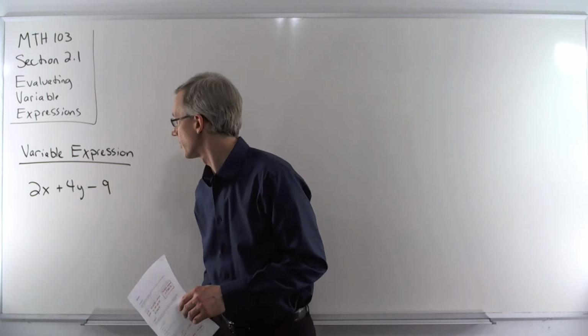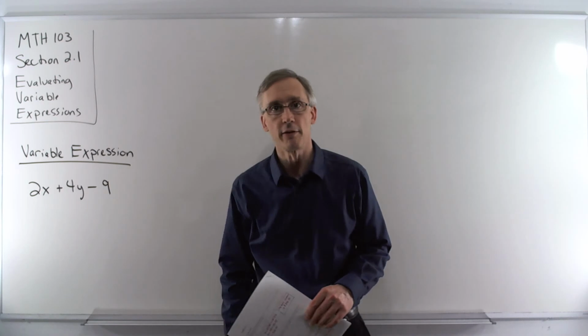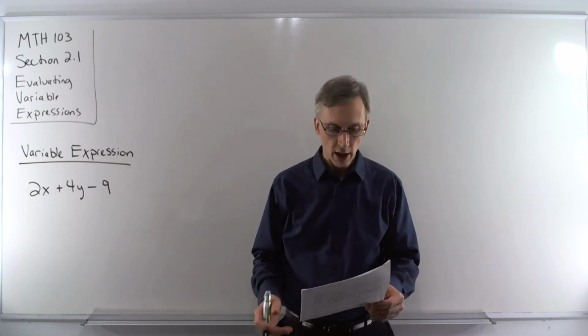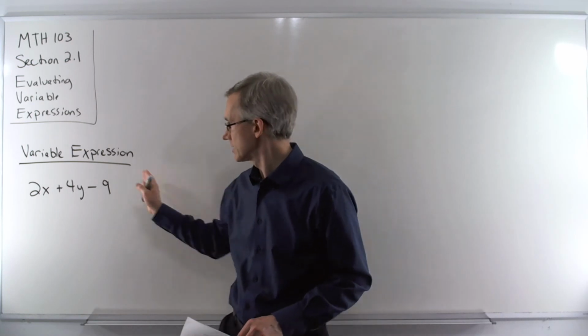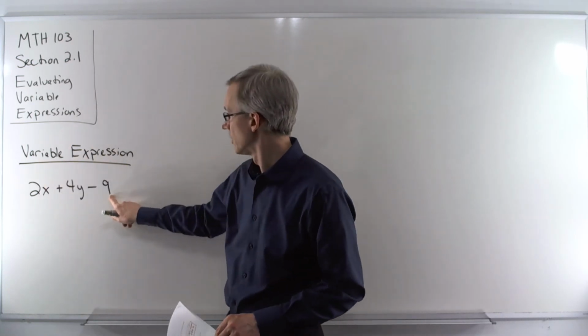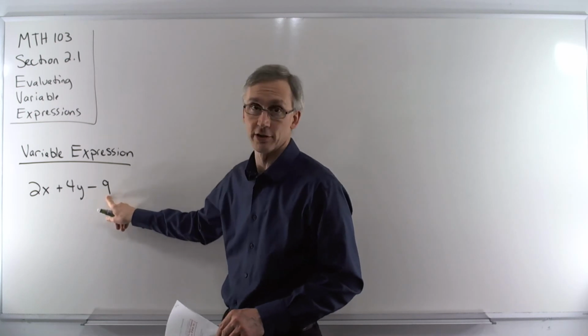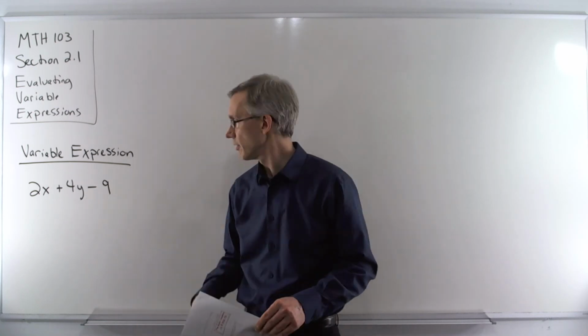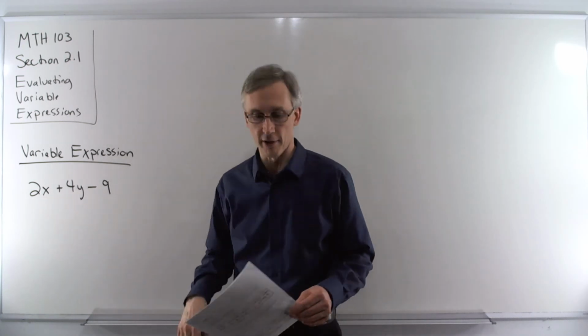This is called a variable expression because it's an algebraic expression that contains variables. A constant is a fixed, unchanging number. So the constant in this expression would be the number without a variable part next to it. So it would be -9. Make sure you include the sign. A variable is a symbol that represents an unknown quantity. So x and y would be the variables.